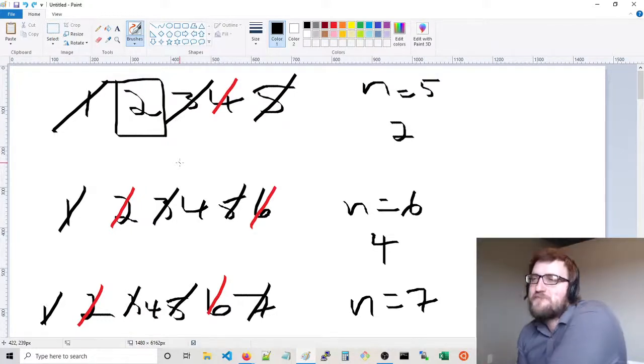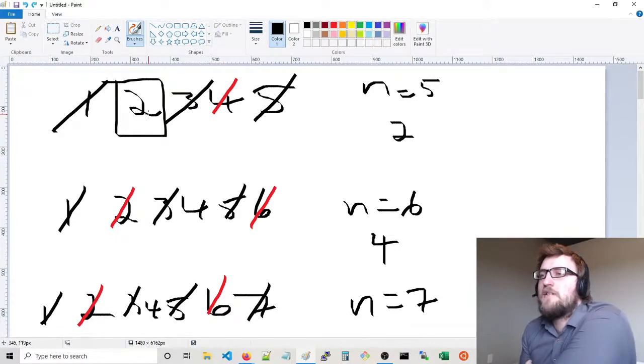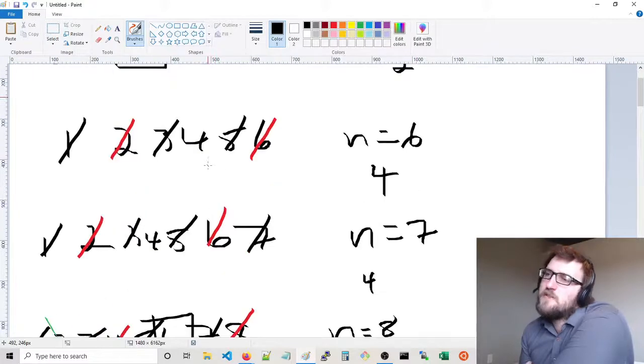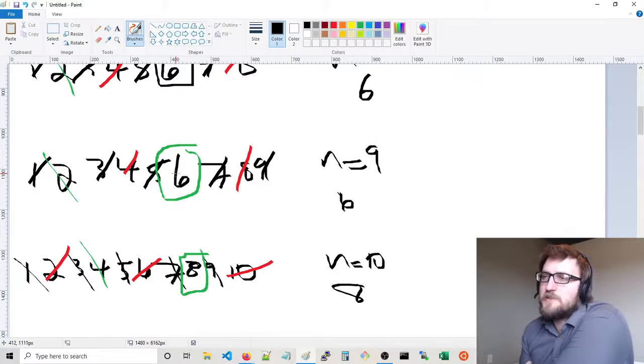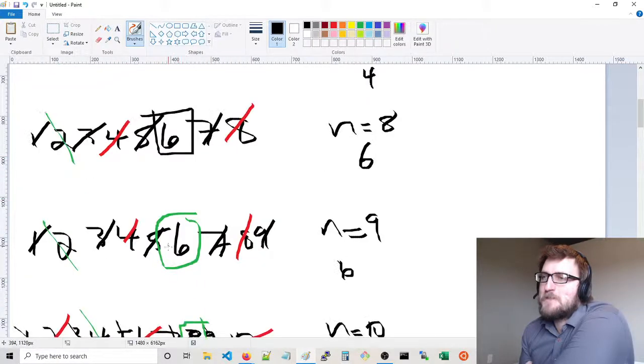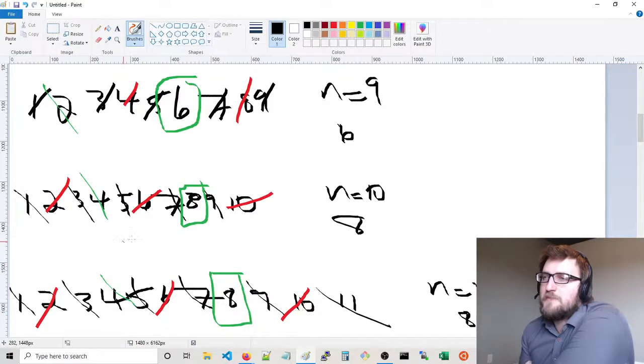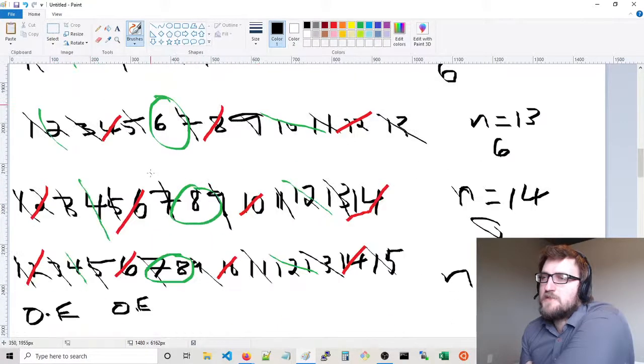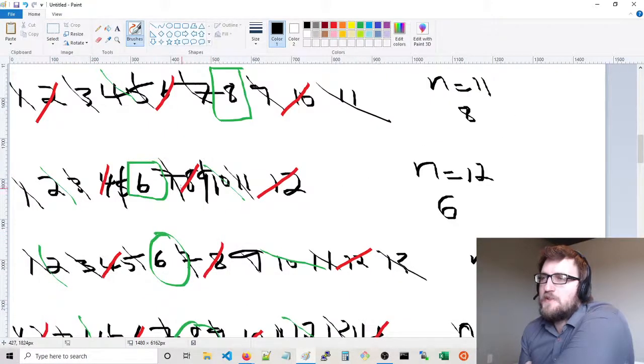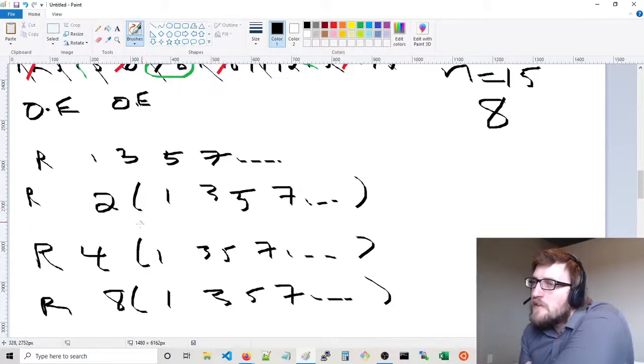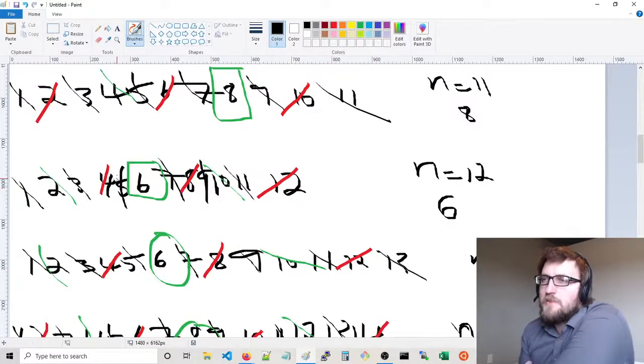Really, it's how many executions do you do before you end up with one element left? And then you can figure out what that element's a multiple of. Is that element a multiple of 8 or 6? n equals 12, right? Am I wrong with this? I think it might be. I don't know.